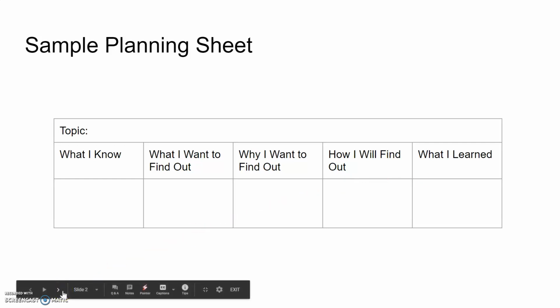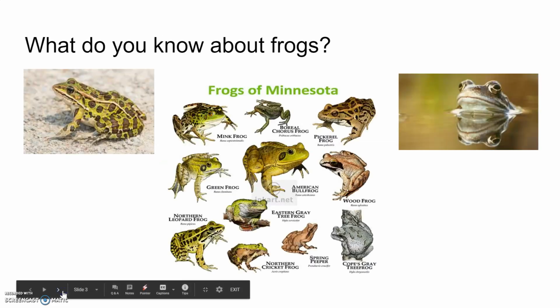So today's report, or what our topic is going to be, is frogs. And the first thing when using a planning sheet is we're going to think about all of the different things that we already know about frogs. We're going to connect this to our prior knowledge, our prior learning.